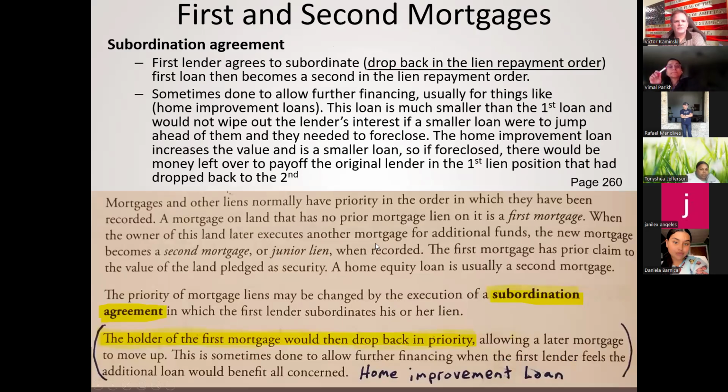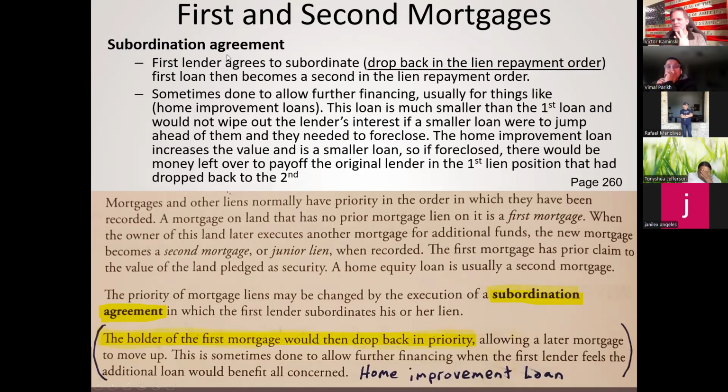First and second mortgage, subordination agreement. What is a subordinate? Look, if you work for me, are you my subordinate? It's like supporting you, right? You work under me. It begins with sub. Sub means beneath, like a submarine. Marine is water, under the water. Submarine, right? Subordination agreement.